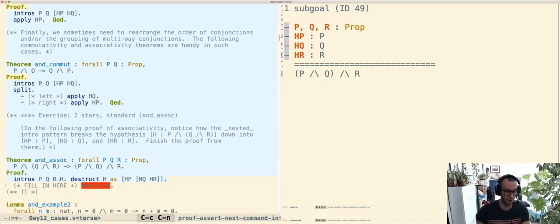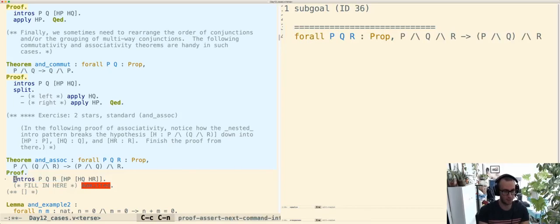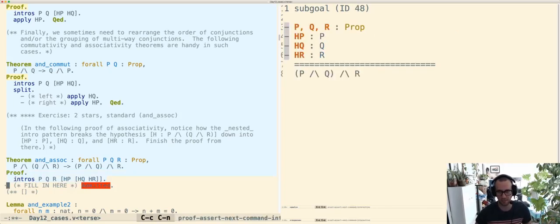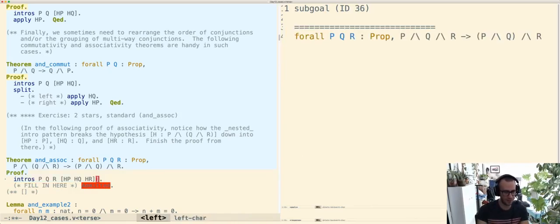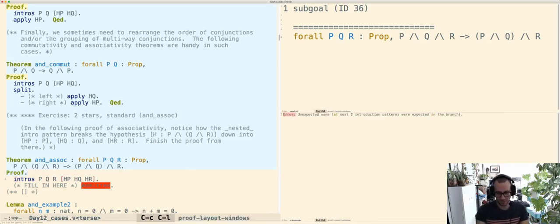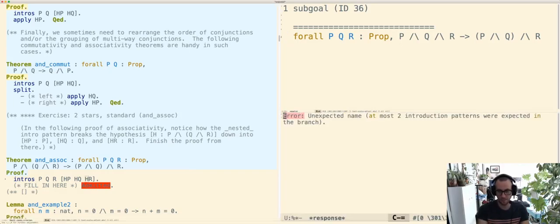Okay, but at that rate, well, then why intros H only to destruct it? Really, just break it up at the front. Right, so this nested pattern works nicely. If you forget the nested pattern, Coq will give you some sort of mildly cryptic error message here. Let me make this a little larger for you.